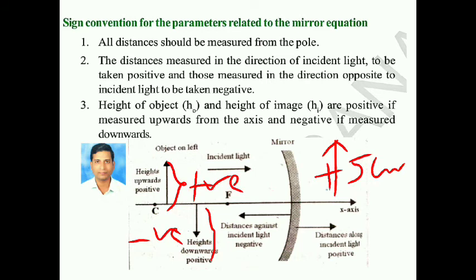we measured this height upwards from the principal axis. Suppose this is an image and the height is 2 centimeters. We should take this one negative because we measure the height downwards from the axis. So upwards heights should be taken as positive. Downward heights should be taken as negative.